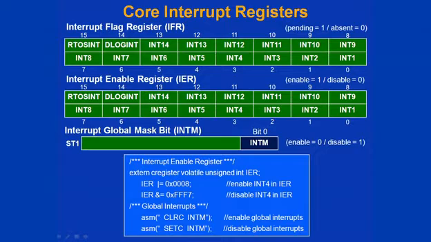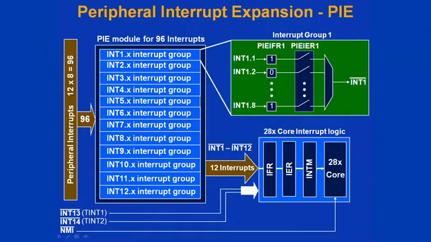The core interrupt registers consist of the interrupt flag register, interrupt enable register, and interrupt global mask bit. Notice that the interrupt global mask bit is 0 when enabled and 1 when disabled. The interrupt enable register is managed by ORing and ANDing mask values. The interrupt global mask bit is managed using inline assembly. We have already discussed the interrupt process in the core.